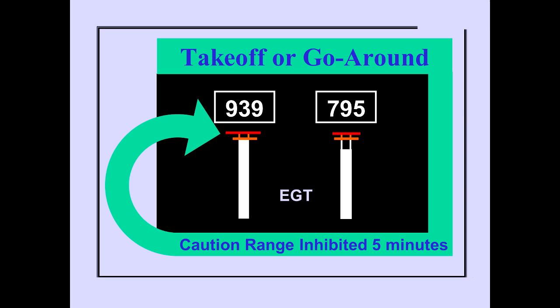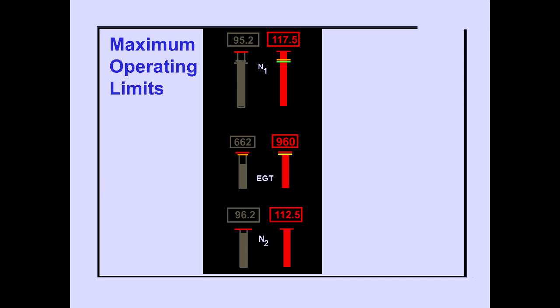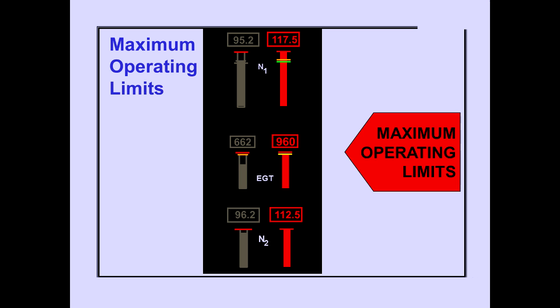If, during takeoff or go-around, the EGT reaches the caution range, the EGT indications are inhibited from turning amber for 5 minutes after the respective thrust is set. Maximum operating limits are displayed as red lines. When N1, EGT, or N2 reaches the operating limit, the indication changes color to red.